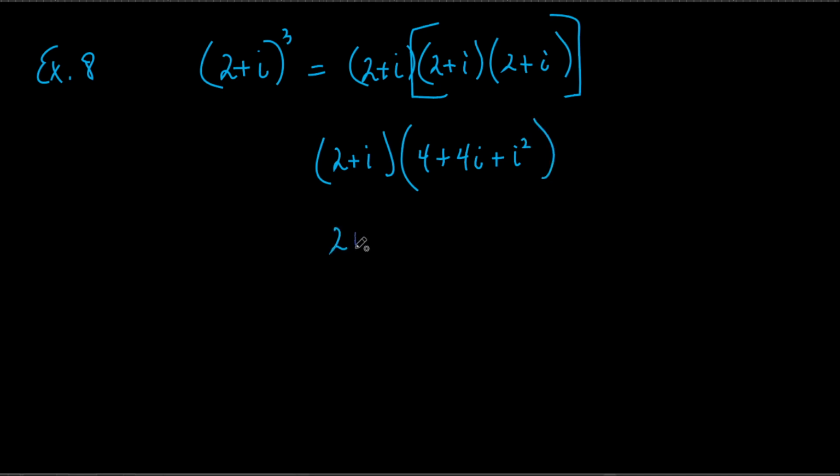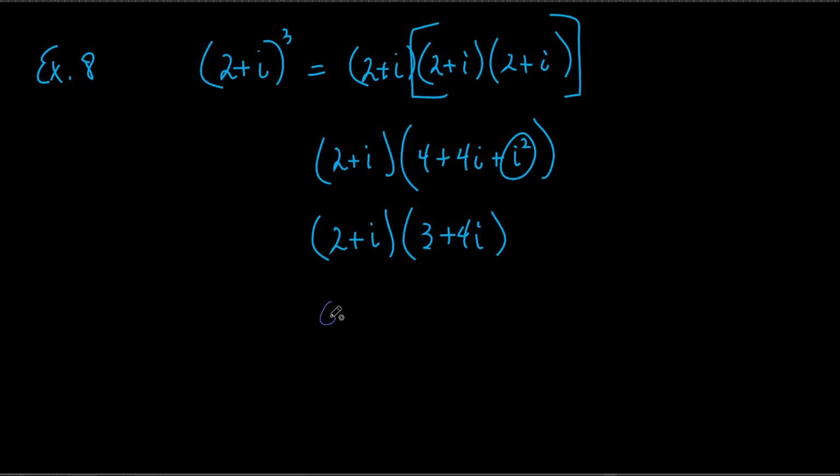Okay? That's 2 plus I. Let's do a little bit of this in our head. What's I squared going to be? Negative 1. 4 minus 1 is 3 plus 4I. You with me? So that's what 2 plus I times 2 plus I is. Now we multiply it by another 2 plus I because we're cubing the thing. And now we just do the same thing. We just do FOIL again.